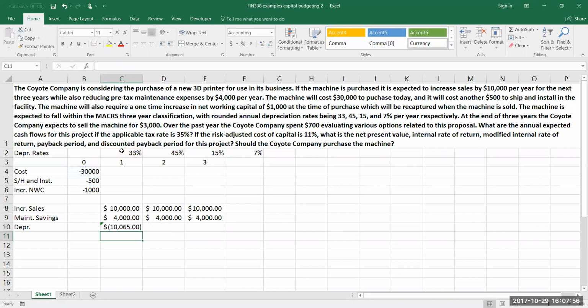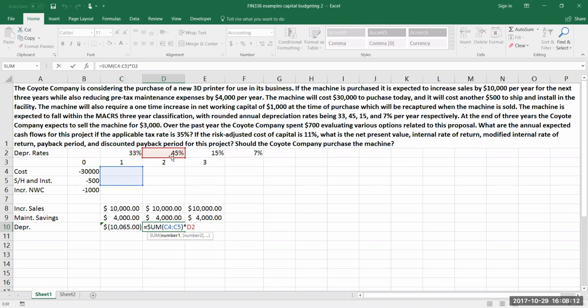So if I look at that, I get a depreciation expense of $10,065. Not too bad. So then I tried dragging the formula. Well, that's not looking promising, but let's see why. When I drag the formula over, I now am looking at the 45% for year 2. That's good. But unfortunately, I'm looking at these cells here instead of these.